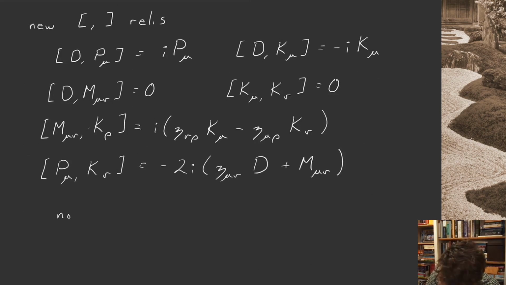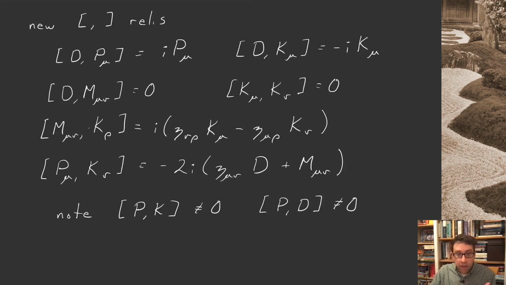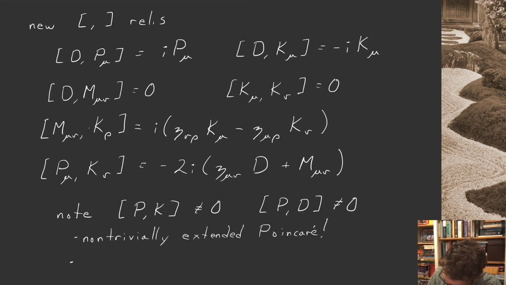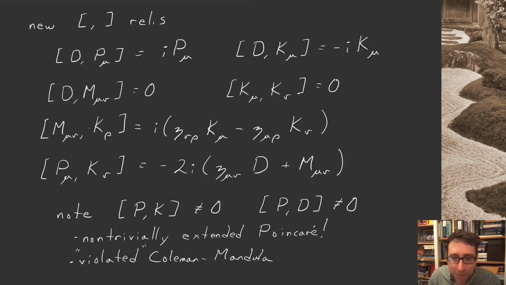And so we'll just point out some obvious facts here: P and K do not commute, and P and D do not commute. So this is a violation of Coleman-Mandula, right? Where these extra generators of symmetries should all commute with momentum, and here they obviously don't. So we've non-trivially extended Poincaré, and we've also violated Coleman-Mandula, seemingly. Let's put that in quotes since we haven't really. We've violated one of the assumptions that went into the proof, so since it's not consistent with the assumptions, the proof doesn't hold.